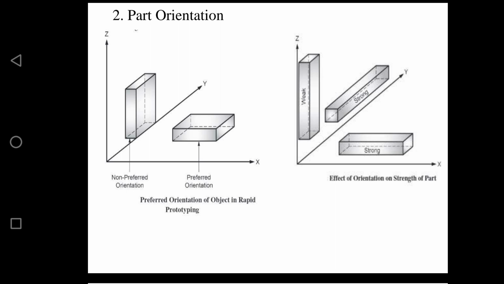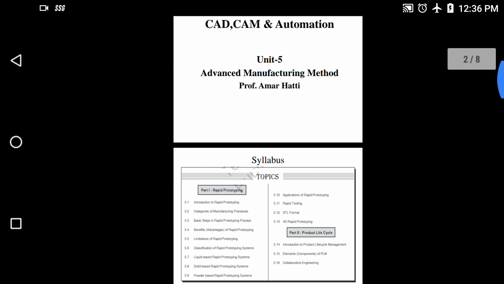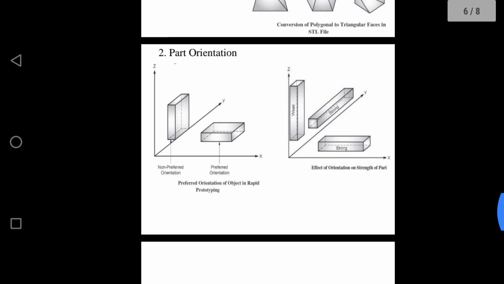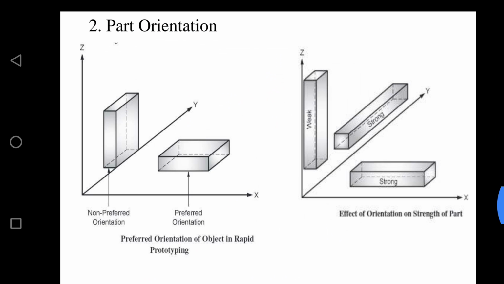The next part in pre-processing is the part orientation. What is the importance of part orientation? The orientation of the part during rapid prototyping is very important, because it is going to affect your prototyping time, prototyping cost, the number of layers used to produce the object, the strength of the part, the smoothness of the part, and also the material requirement. So it is going to affect all these parameters.